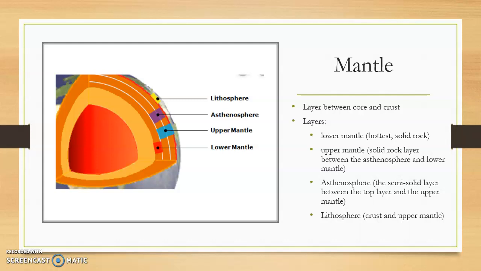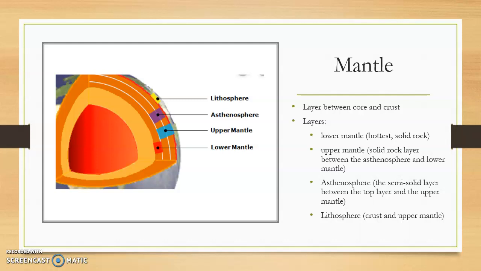So the lower mantle, let's start in our picture at the lower mantle. The lower mantle is going to be the hottest because we're getting closer to the center of the Earth. Lower mantle is the hottest layer of the mantle. It is also solid rock. Let's move up a layer to the upper mantle. Still solid rock. It's between the lower mantle and the asthenosphere.